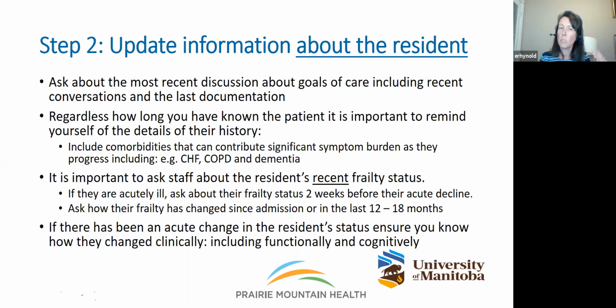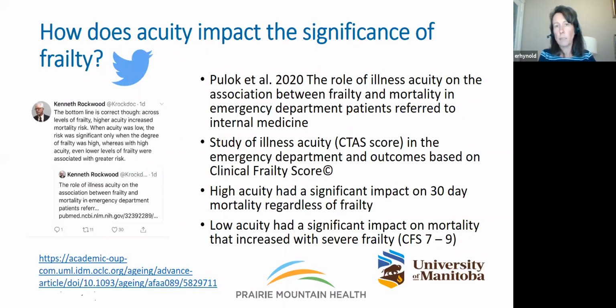But if things have been getting worse in the last 3 to 6 months, it's important that families know they may continue to get worse. And if there has been an acute change in the resident's status, it's important to know what things are changing. So their mobility, their functional independence, and their cognition, as well as pain, symptoms from other uncomfortable conditions. You know, what all has changed when you're getting an update about the resident.